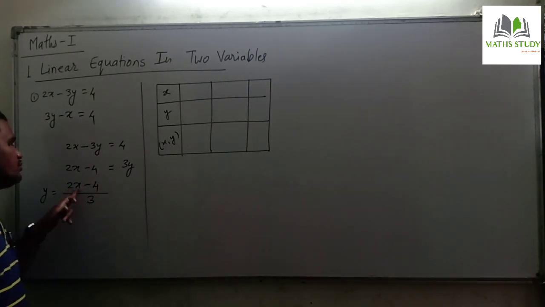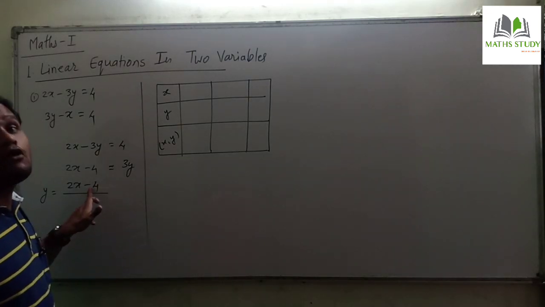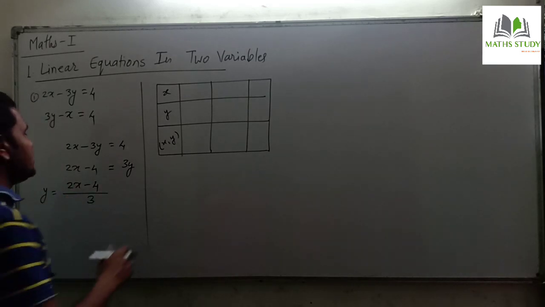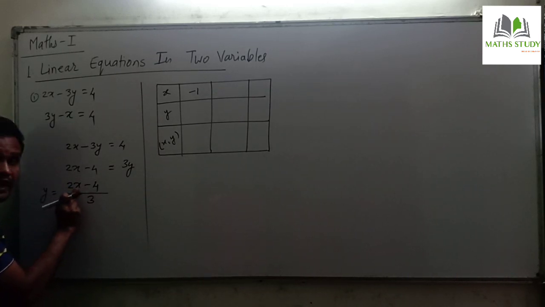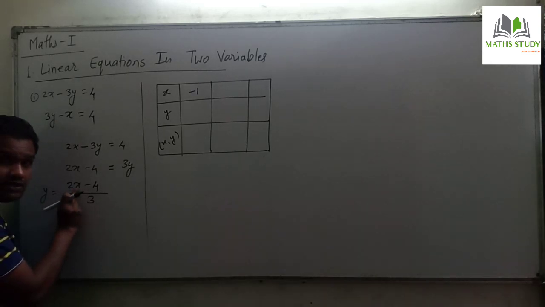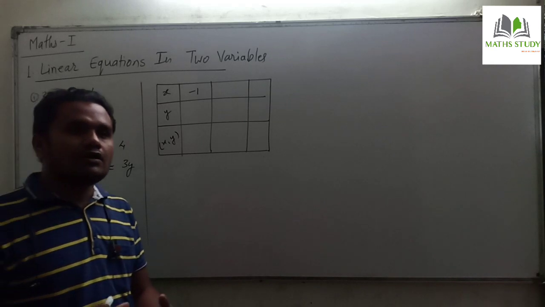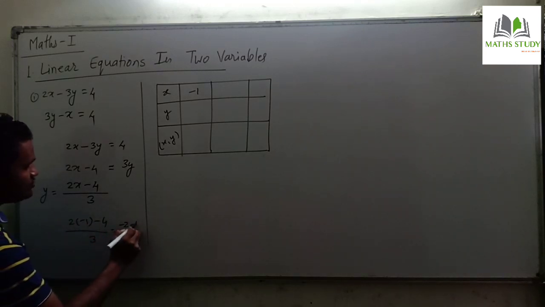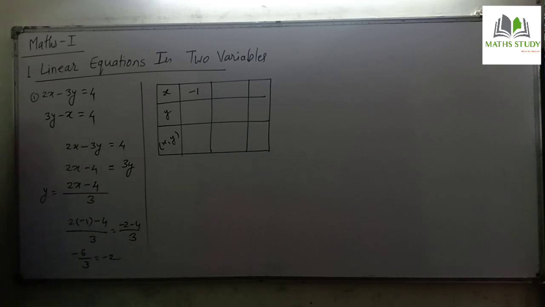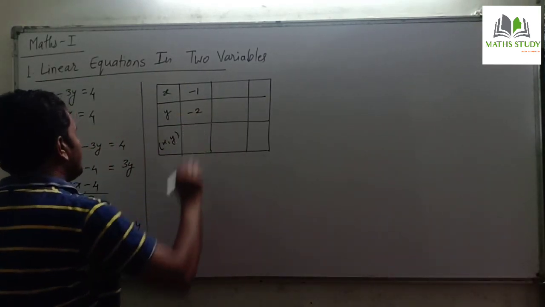Let's check minus 1. 2 into minus 1, minus 2. Minus 2, minus 4, minus 6. And minus 6 by 3, minus 2. It means when you put x is equal to minus 1, see carefully, in place of x, 2 into minus 1 is minus 2, minus 2, minus 4, minus 6. If you are not able to calculate the terms in the same way, you may do rough work in this way also: 2 into minus 1, minus 4 upon 3, you get minus 2 minus 4 by 3, minus 6 by 3, minus 2. In this way also, you can check it out. So when you put x is equal to minus 1, you get y is equal to minus 2.